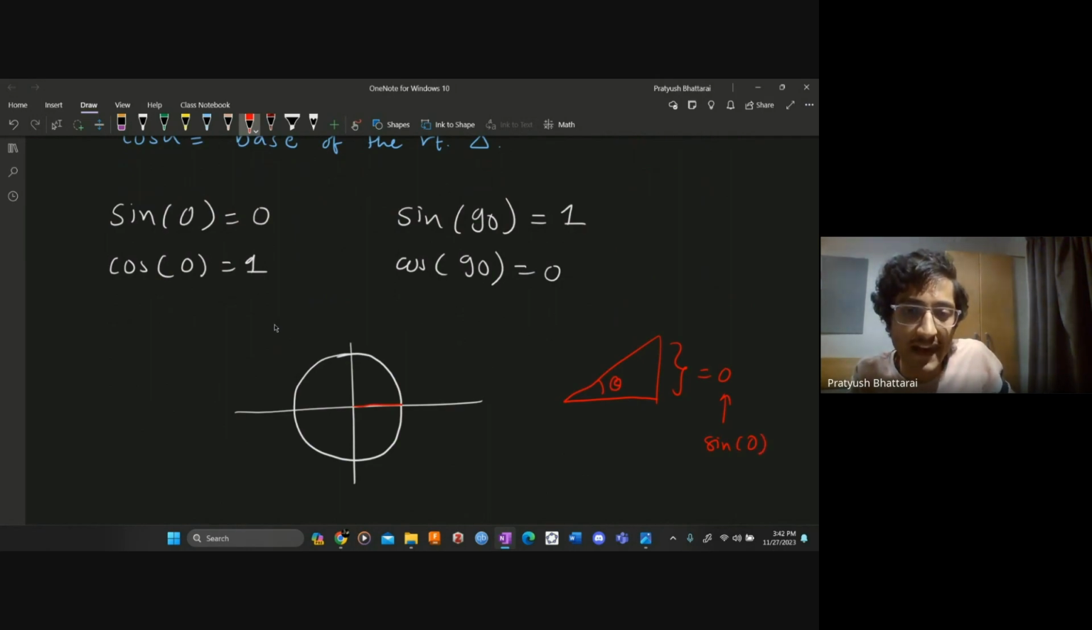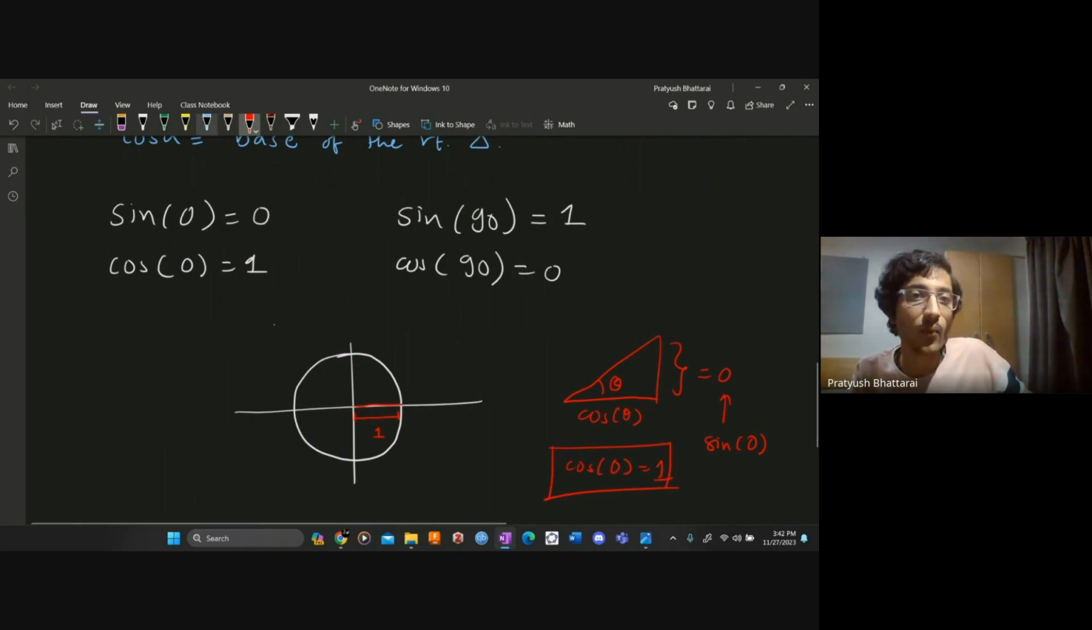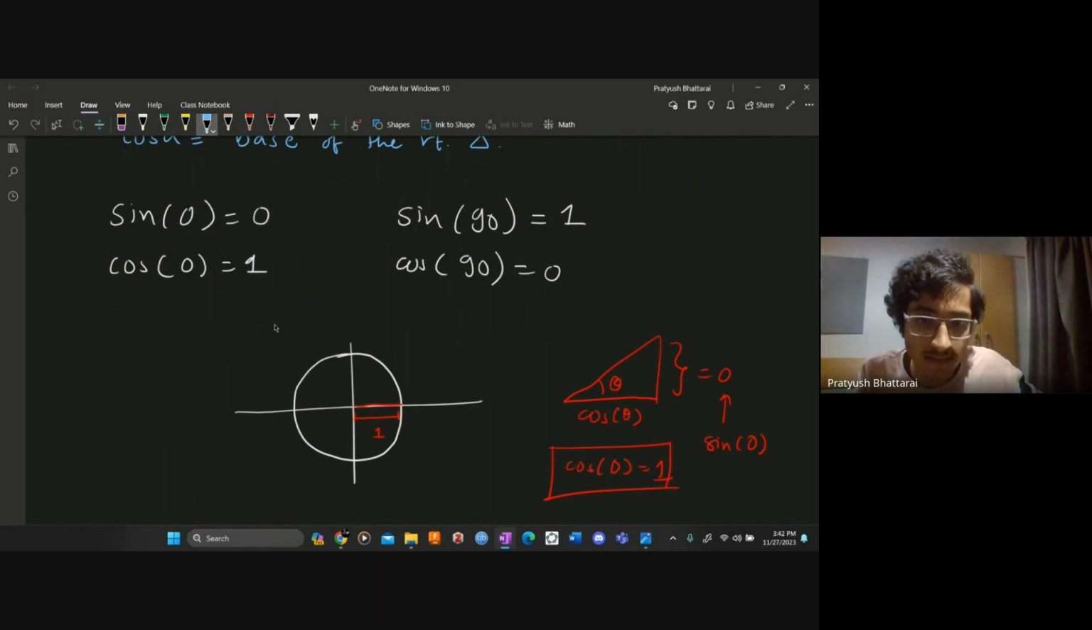And if you look at the length of the base of this triangle, that is just going to be the radius of the circle. Because the base is defined to be cosine of that angle theta, cosine of 0 is going to be 1, because that's just the base of the triangle. And when you move forward 90 degrees, when you go round and reach this point, and you make this angle.